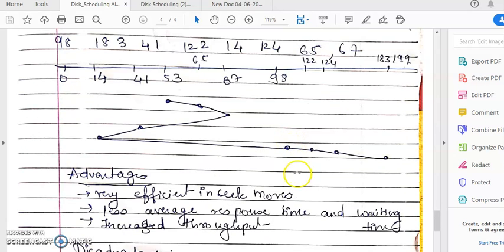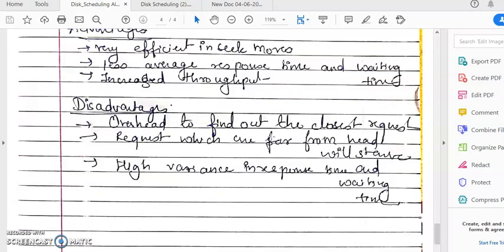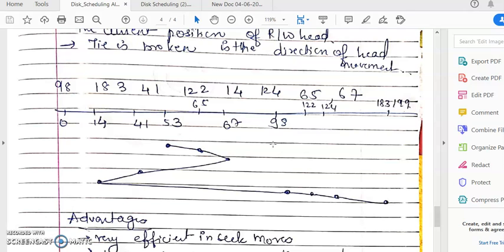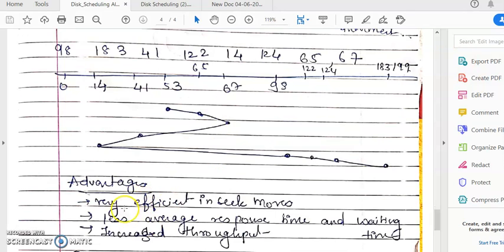So if I calculate the seek movements, I think you must have calculated them. Out of curiosity, it comes out to be 236. Just check it out. Then the advantages: it is very efficient.